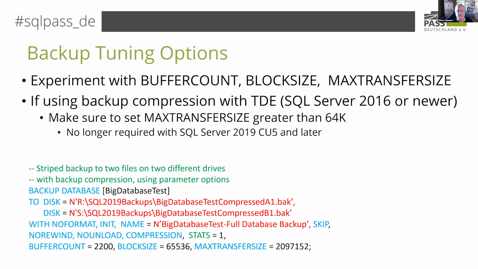And if you're using transparent database encryption, it used to be that backup compression did not play well with it. Then in SQL Server 2016, they made them play well together, but you had to use a max transfer size greater than 64K or else they wouldn't. Now in SQL Server 2019 CU5, they removed that requirement. So that's nice if you're on 2019. Below is an example of a backup command using these parameters.